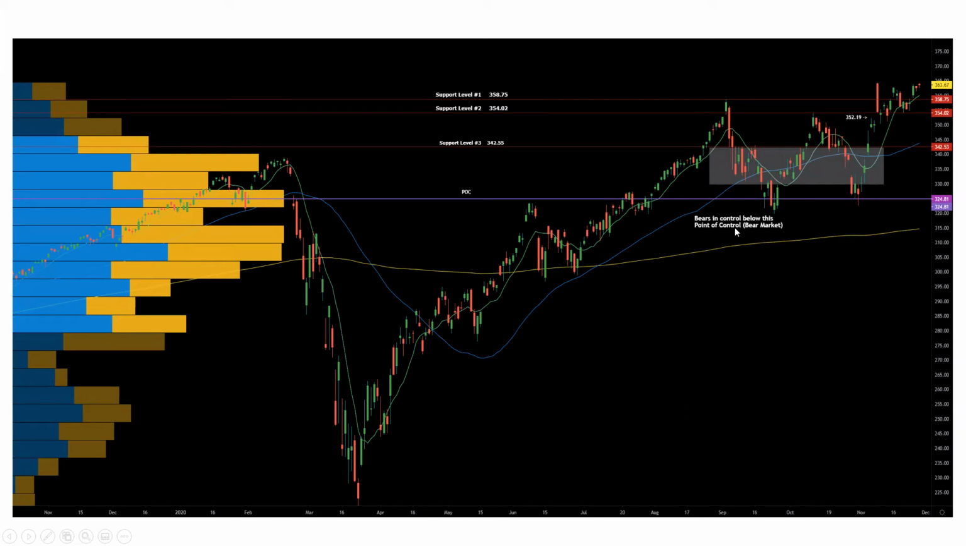And I also put it in there: the bears are in control below this point of control. This is what we've been talking about on the show. If we continue down this pathway to the 200, we're in a bear market. And you can see a little bit of support here at the point of control. Then it almost dropped down to the 200 back in the middle of November, and then off we bounced right back up.